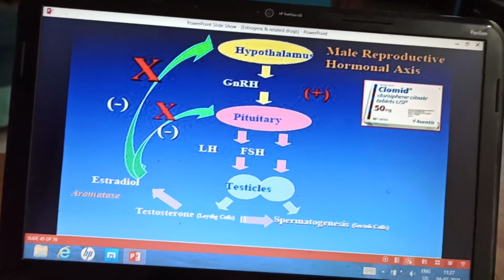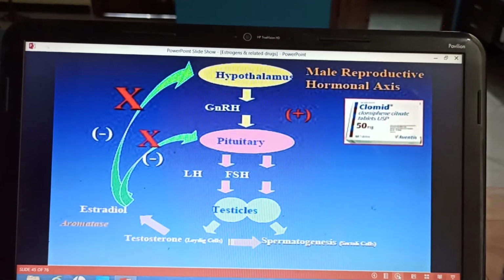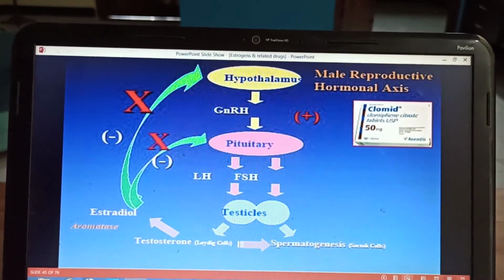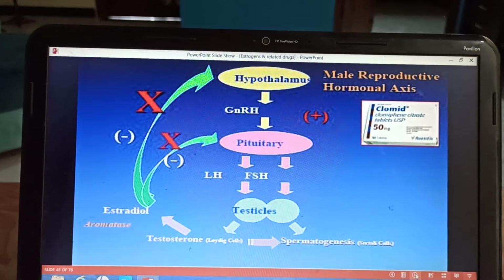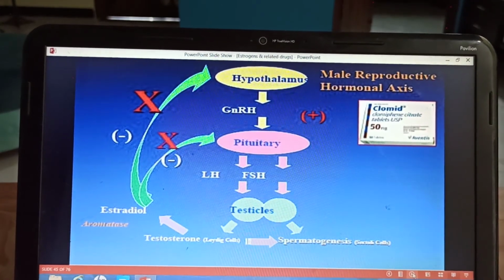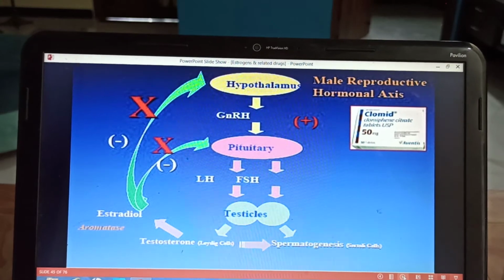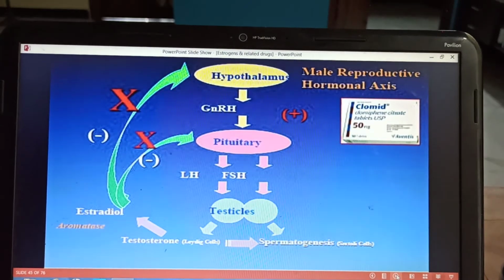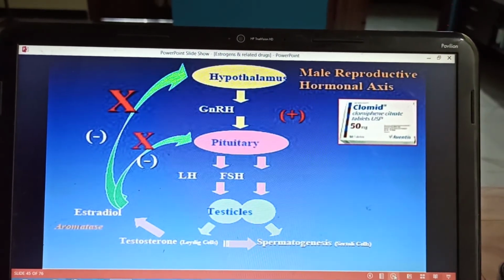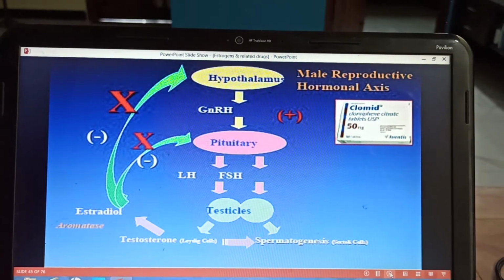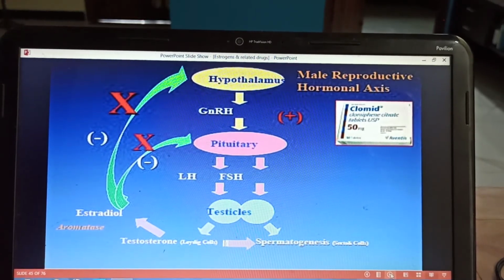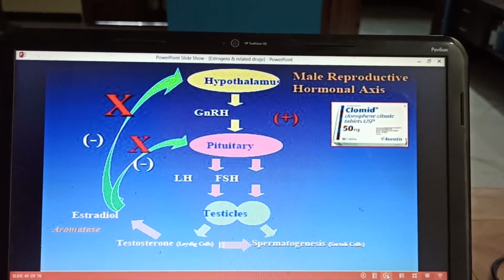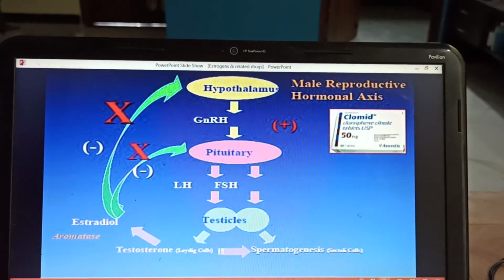So here you can see the male reproductive hormonal axis. Estradiol has a negative feedback mechanism on the hypothalamus and the anterior pituitary, and this is blocked by clomiphene citrate. So there is an increased GnRH, LH and FSH production by the hypothalamus and the anterior pituitary. This LH and FSH acts on the testicles, and that can lead to spermatogenesis. So this is seen in the male, how clomiphene citrate can be effective in male infertility.